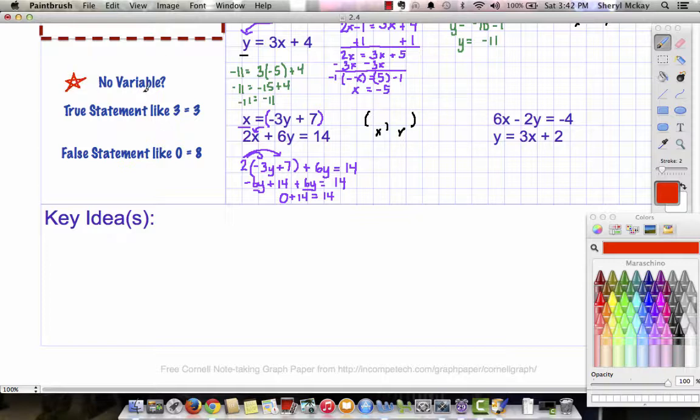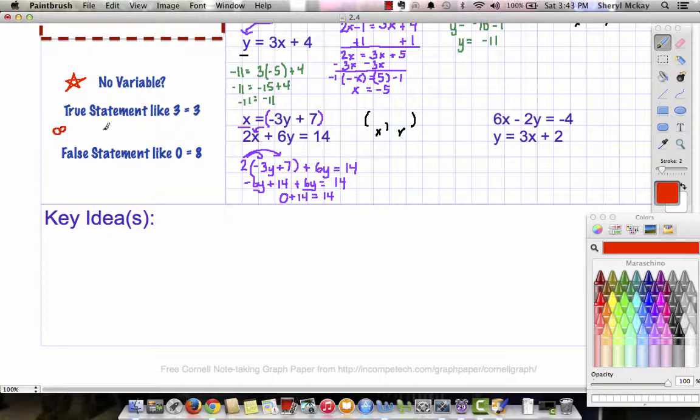When you end up without a variable, when you're using substitution and you've replaced one variable with another expression, and then you solve it and your variables disappear, you have two options. One is it could end up being a true statement like 14 equals 14 or 3 equals 3. When that happens, that means that your two lines are the same line, and that means you have an infinite number of solutions, right?